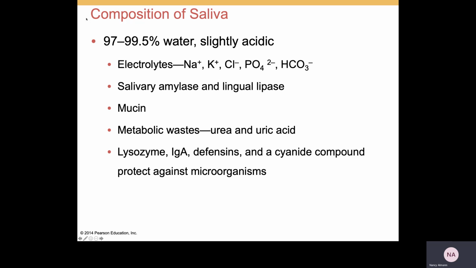Saliva itself is mostly water. Seriously, no surprise there. Every single fluid in the body is mostly water. It is vaguely acidic. It's going to contain a whole bunch of electrolytes. We already mentioned salivary amylase and lingual lipase. Mucin is a form of mucus. What a surprise, more mucus. It will contain some metabolic wastes, which include urea and uric acid. It is also going to contain some antibodies, primarily IgA, lysosomes, defensins, and a cyanide derivative that helps protect against pathogens that might try to invade.